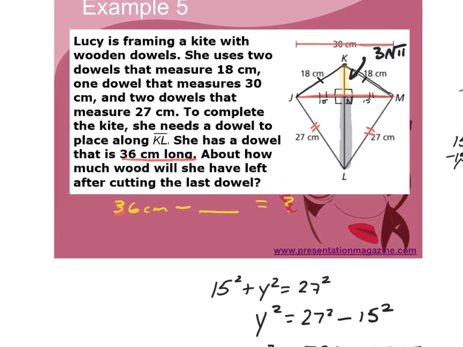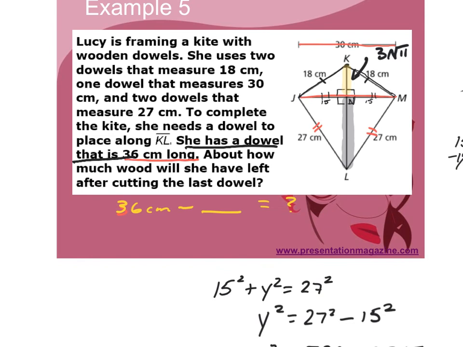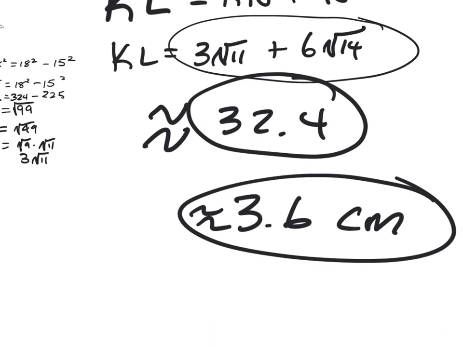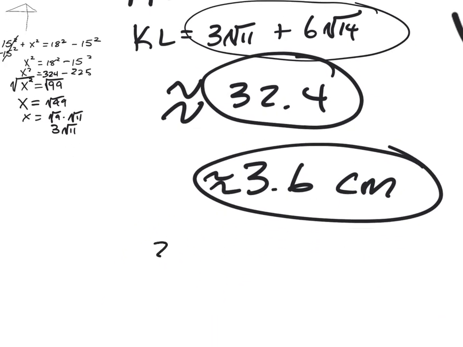Because remember, it says right there, she has a dowel that is 36 centimeters long. In the very beginning, I said, remember, whatever answer we get, we're going to have to subtract that away from 36. 36 minus 32.4 gives us 3.6. The total dowel minus the dowel that we need, how much is left? 3.6 centimeters, approximately.